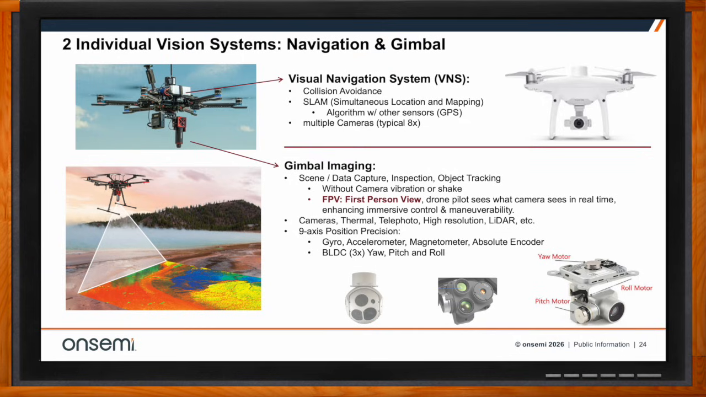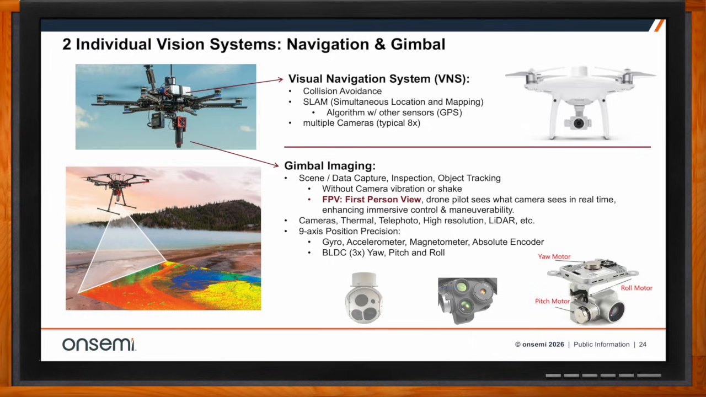And meanwhile, and it's actually optional, you could have a gimbal. And that gimbal hangs from below. Many times it attaches to the drone, and they're interchangeable. And these gimbals are kind of special. They really specialize in the first person view, or FPV. And that's where the drone pilot sees what the camera sees in real time, enhancing immersive control and maneuverability. But it's also a place like, you can see in the picture on the bottom left where it might be mapping. And so it may use a LiDAR or a high resolution camera or a thermal camera.